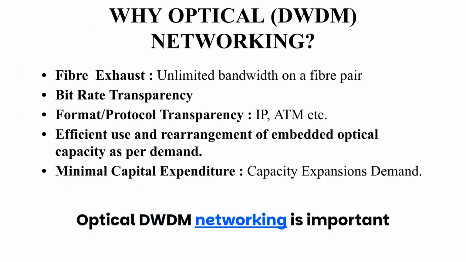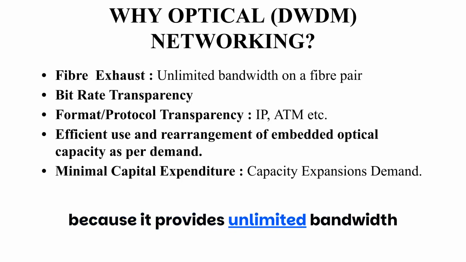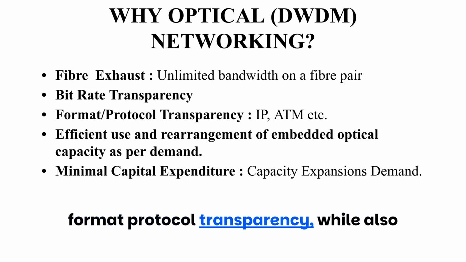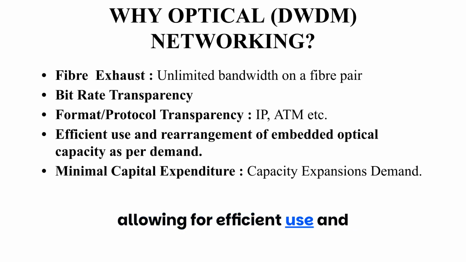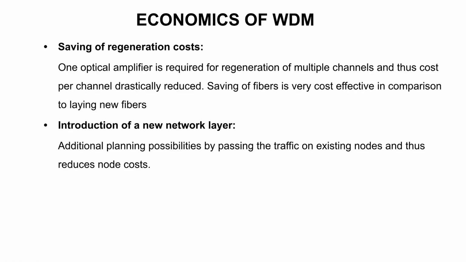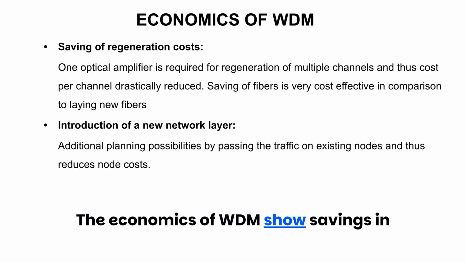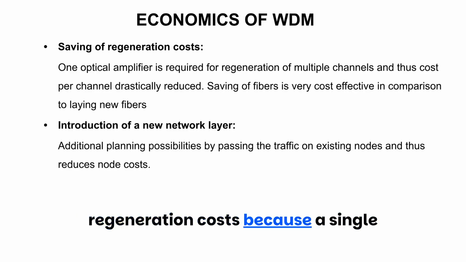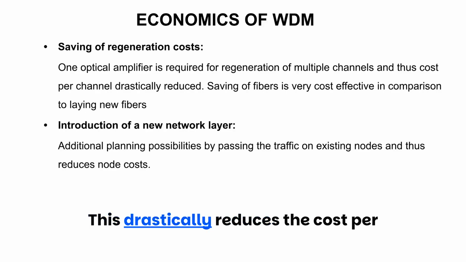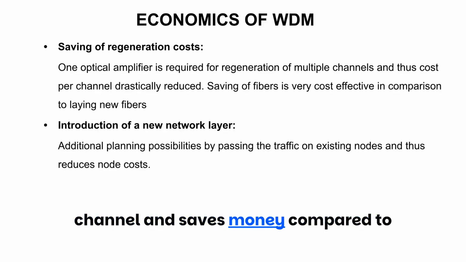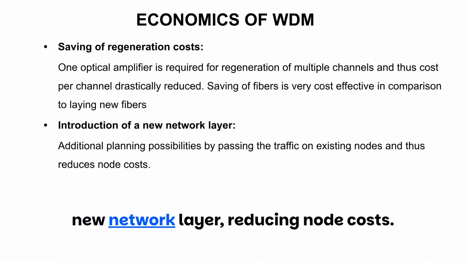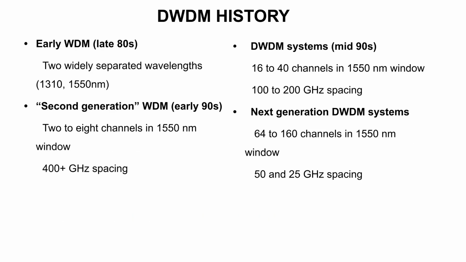Optical DWDM networking is important because it provides unlimited bandwidth on a fiber pair, offering bitrate and format protocol transparency, while also allowing for efficient use and rearrangement of embedded optical capacity, minimizing capital expenditure. The economics of WDM show savings in regeneration costs because a single optical amplifier can regenerate multiple channels. This drastically reduces the cost per channel and saves money compared to laying new fibers. It also allows for the introduction of a new network layer, reducing node costs.